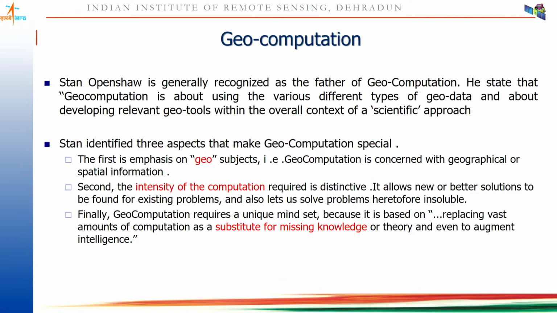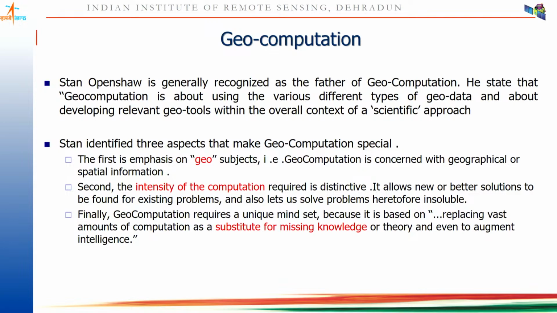Stan Openshaw is generally recognized as the father of geocomputation. He coined the word geocomputation, and he stated that geocomputation is about using various different types of geodata and about developing relevant geotools within the overall context of a scientific approach. So the word scientific plays a very meaningful role here, and he has defined three aspects that make geocomputation special. The first is on the geo subject itself, that is, geocomputation is concerned with geographical or spatial information.